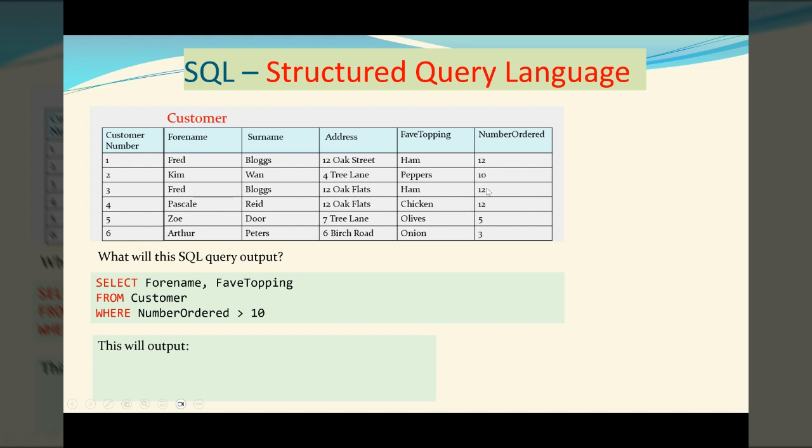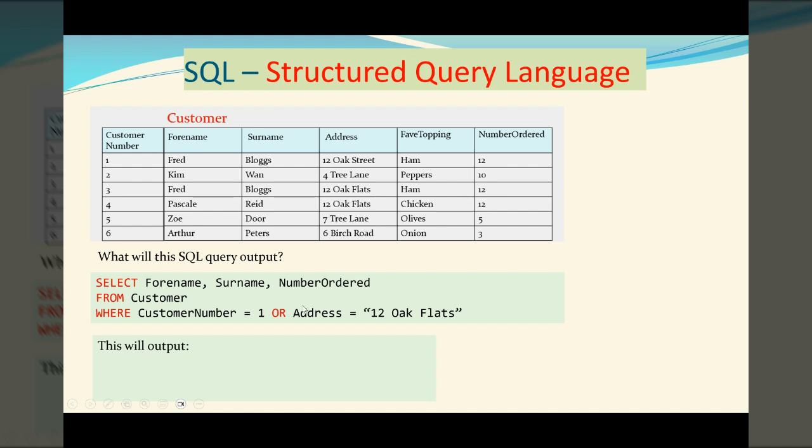So we've got forename of Fred, fave topping of ham. And we come down here, and this one it was also 12, and that is bigger than 10. So we've met the criteria again. So we're going to have forename, fave topping. We've got Pascal and chicken. So those are the only ones that have ordered more than 10 pizzas. So we've got Fred ham, Pascal chicken. So hopefully you got on okay with this one. Let's have a look at the next one.